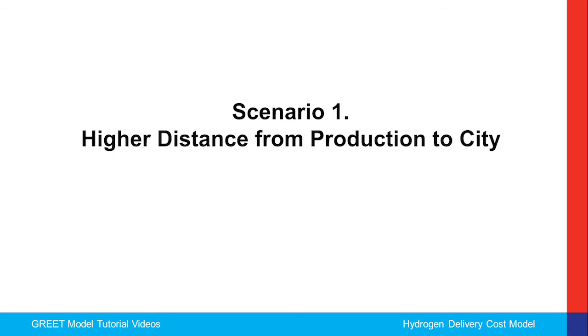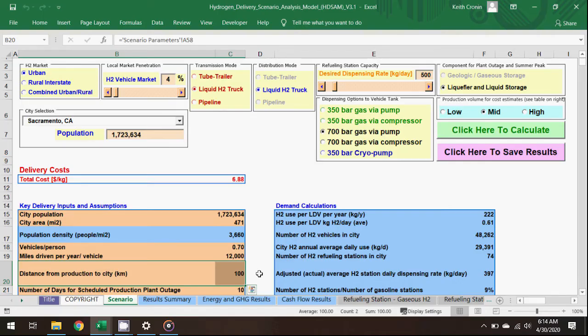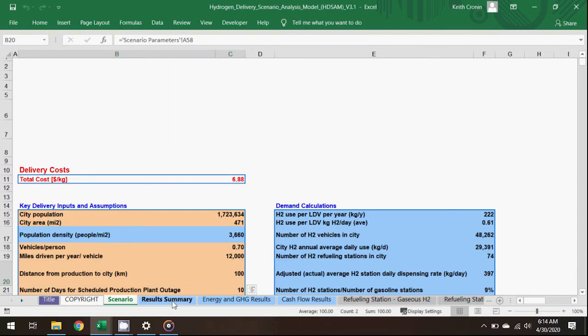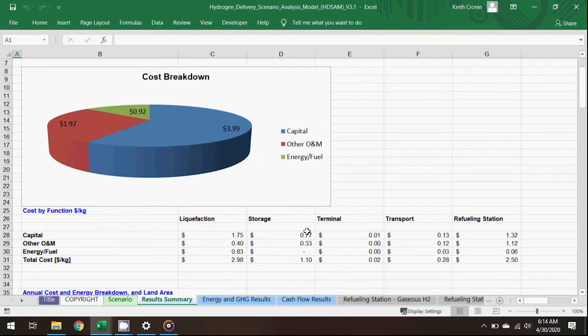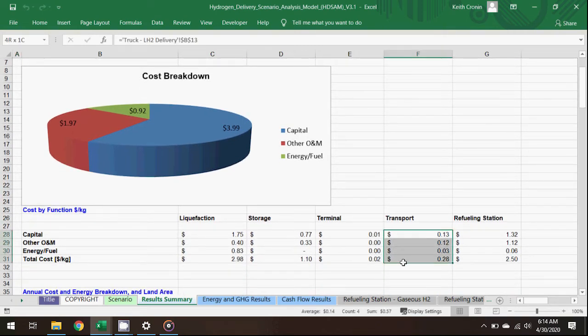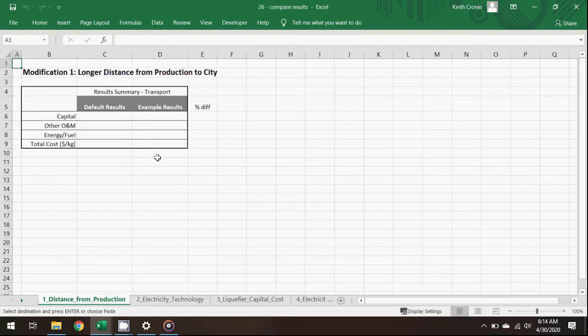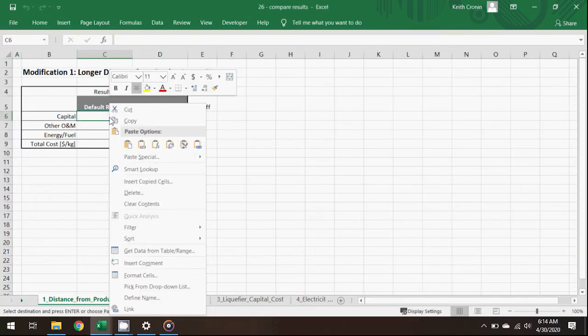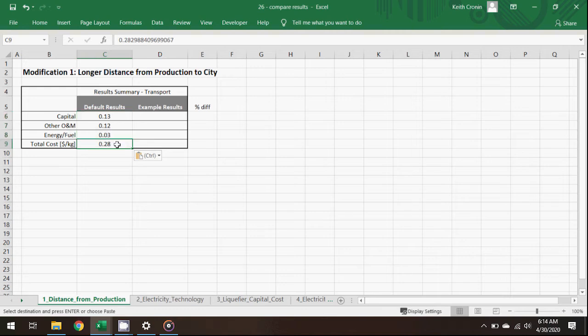The first modification I'll make is to the distance from production to city delivery input on the scenario worksheet to see what impact that has on trucking cost. Before I make the change, I'll copy the cost results for transport on the results summary sheet to preserve the default result, and that way I can compare after modifying the input. The default total cost is 28 cents per kilogram of hydrogen.